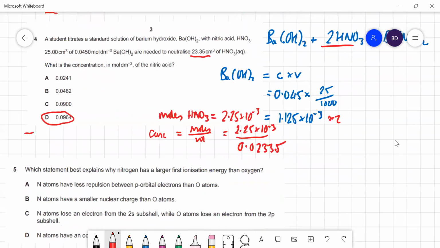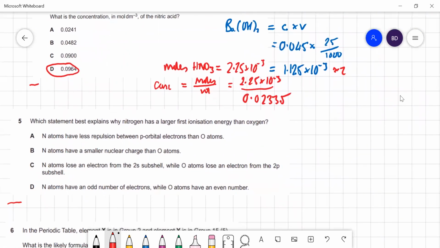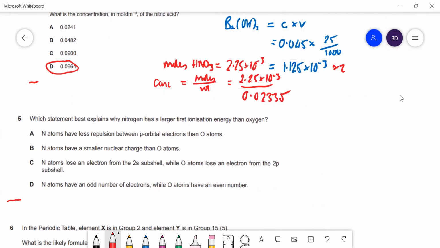Right. Which statement explains best why nitrogen has a larger first ionization energy than oxygen? Okay, so remember it goes down for oxygen. Now the electronic structure, nitrogen has got 2p3, whereas oxygen is 2p4. And don't forget, nitrogen is 7 in the periodic table, oxygen is 8. If we look at the way the electrons are arranged in nitrogen, they are going to be unpaired, 3 unpaired electrons in the p shell. Oxygen, they have to start pairing up because there's more than 3.